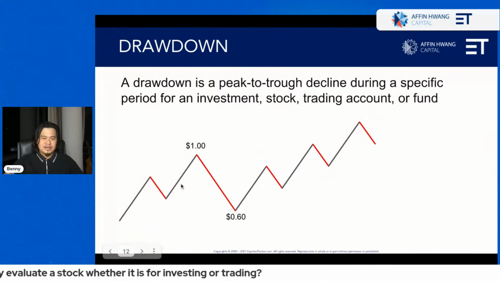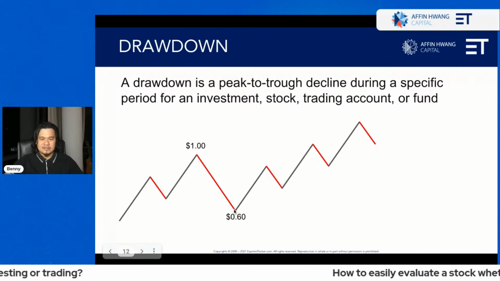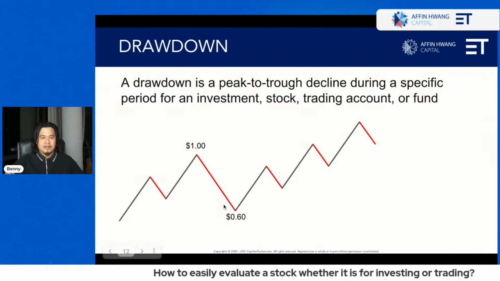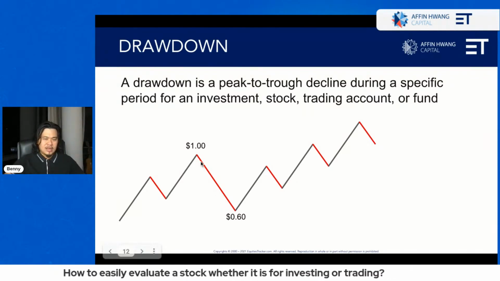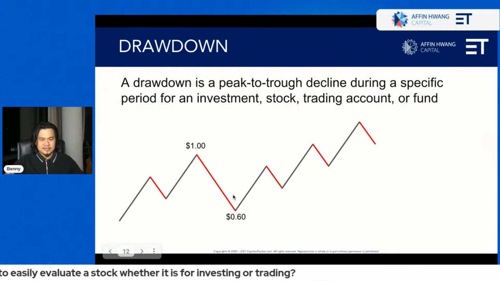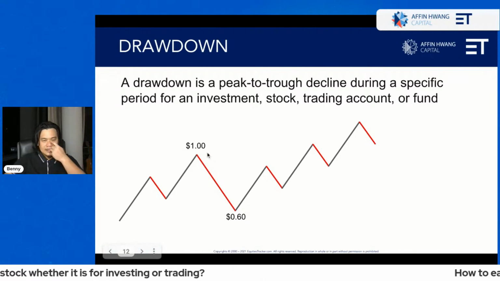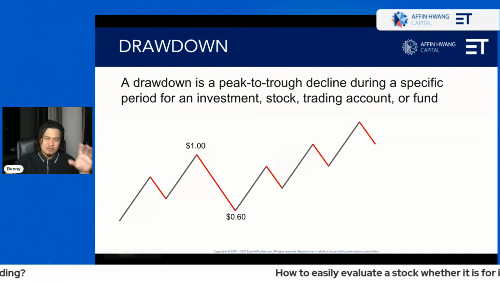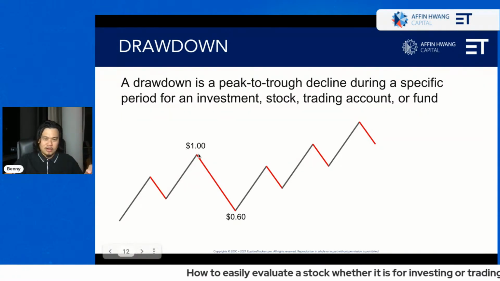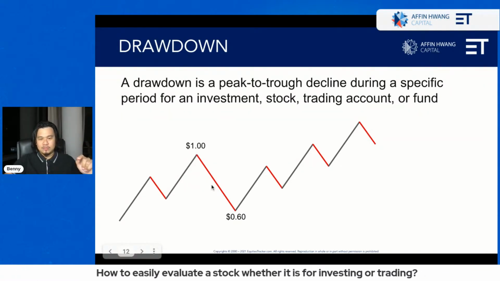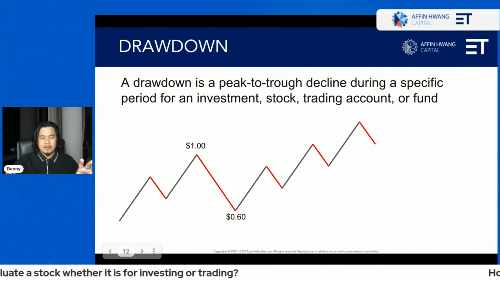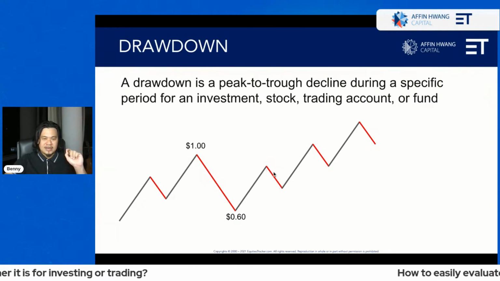And you see that the biggest decline was, let's say, between $1 to 60 cents. So in this historical period, the biggest fall it ever made was 40 cents, which is 40%. That's the biggest fall. That's the maximum or the biggest drawdown. If you bought this share at $1, your biggest drawdown will be 40% for this particular counter. The others are all smaller.